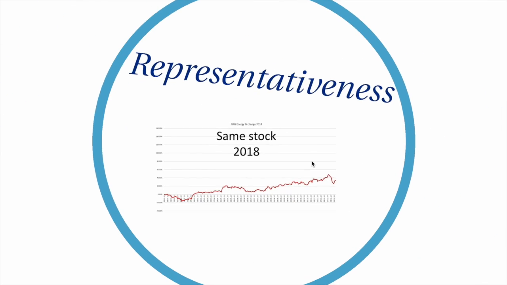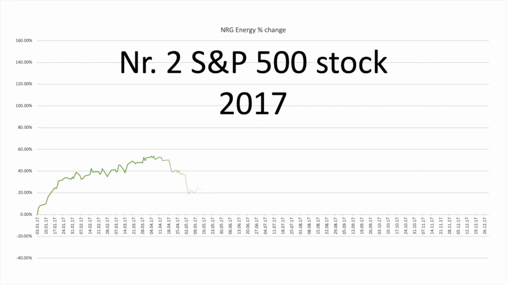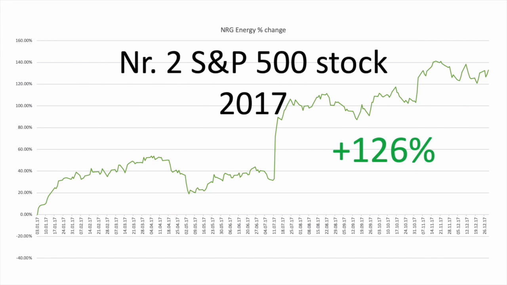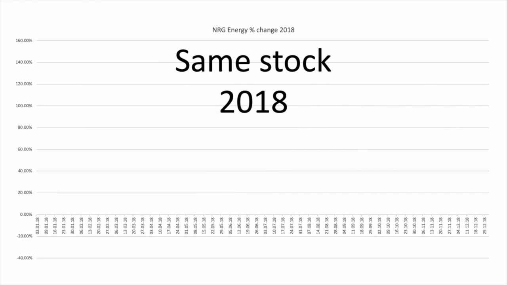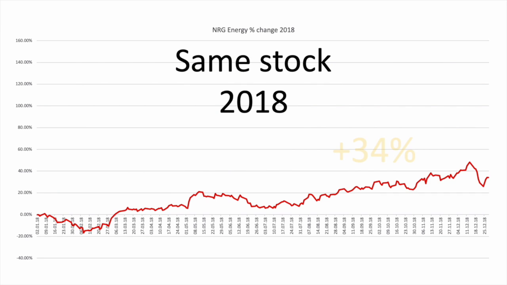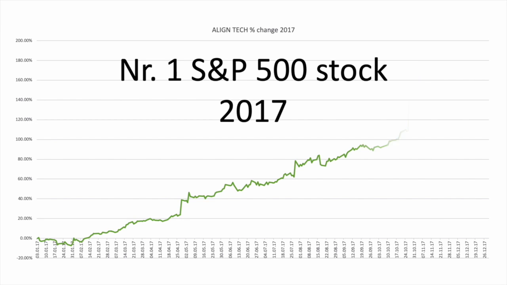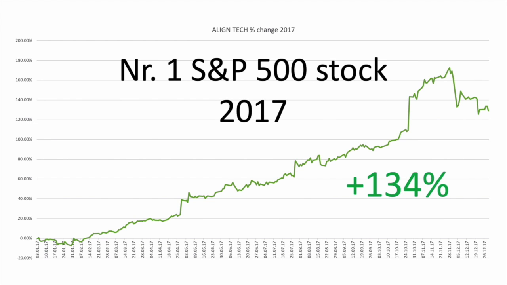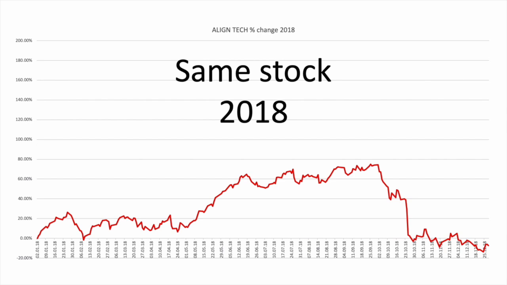Another bias is representativeness. Representativeness results in investors labeling an investment as good or bad based on its recent performance. Here you see the best performing S&P 500 stocks from 2017 compared to their 2018 performance. The best performing share from 2017 gained over 134%, whereas the same stock in 2018 lost 7%. If an investor had been confident in energy because of its past performance, this would have been a money-losing deal.